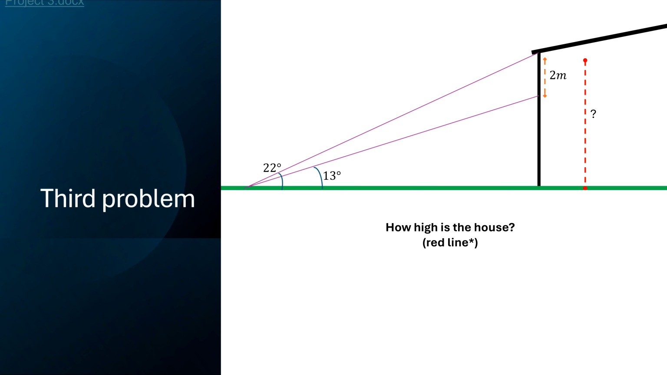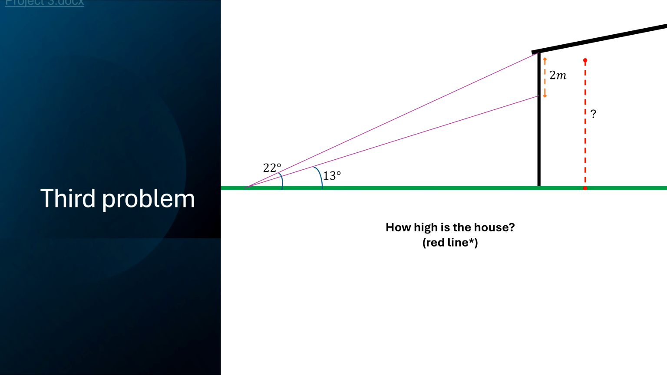Now, this last one is the trickiest and will require you to use multiple steps, but it is possible. So here's the outline. Two lasers are shot at a house. The first one, directed directly at the top, has an angle of 22 degrees. The second one, directed 2 meters below, has an angle of 13 degrees. Using these two calculations, you want to find the total height of the house, which is represented as the dotted red line in the problem.